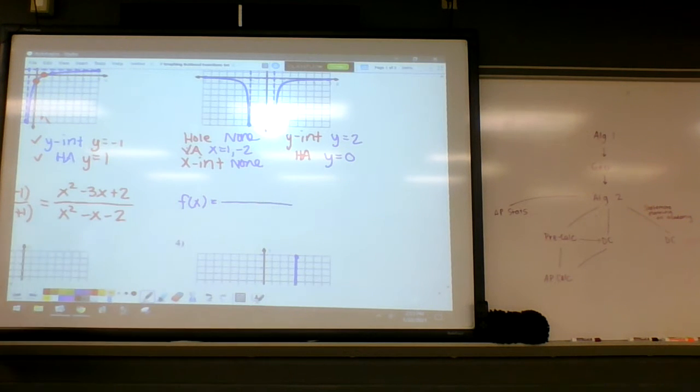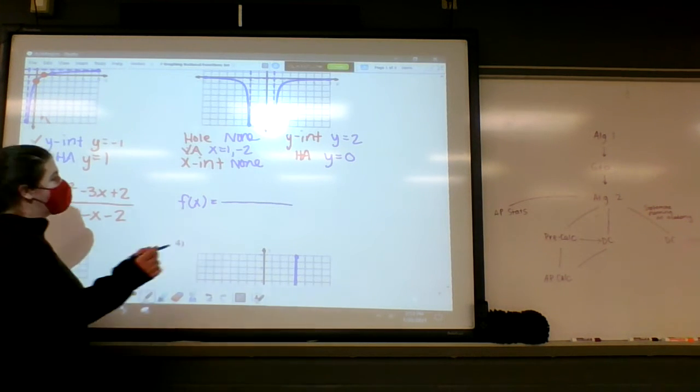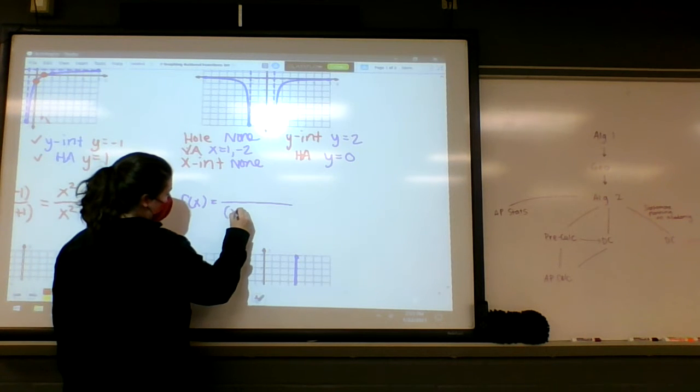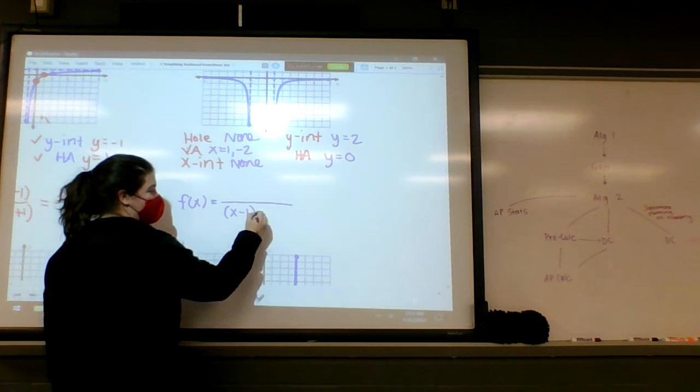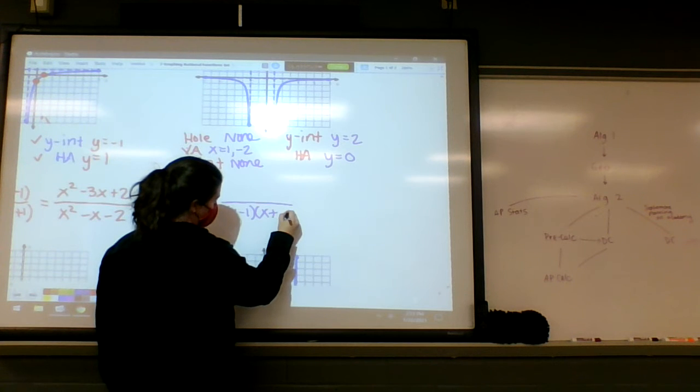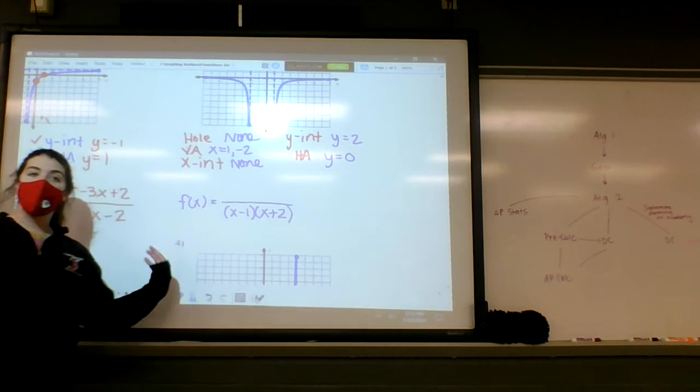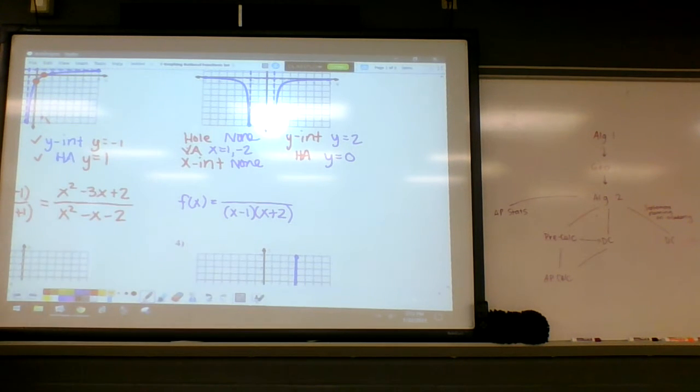Vertical asymptotes, where do those go? At the bottom. If it's +1, then it'll say x minus 1. If it's -2, then x plus 2. Both go in the bottom because both are vertical asymptotes.